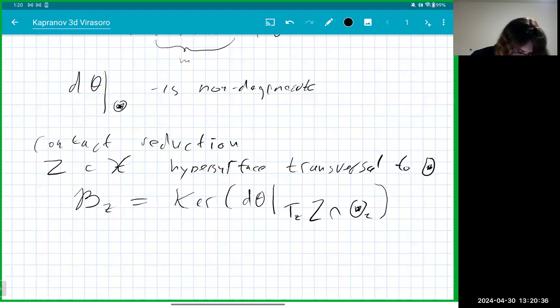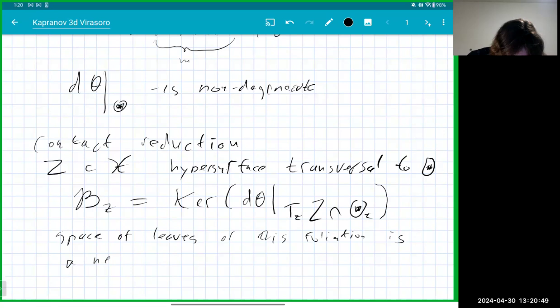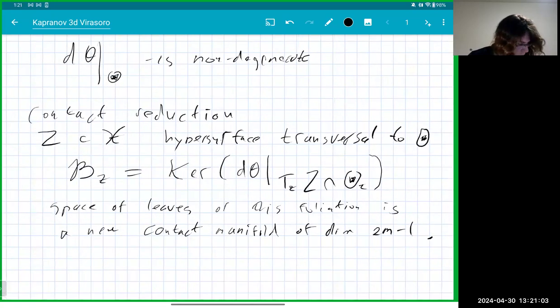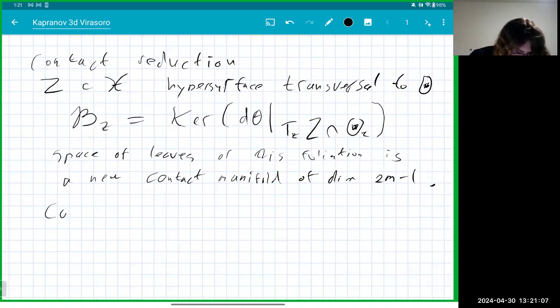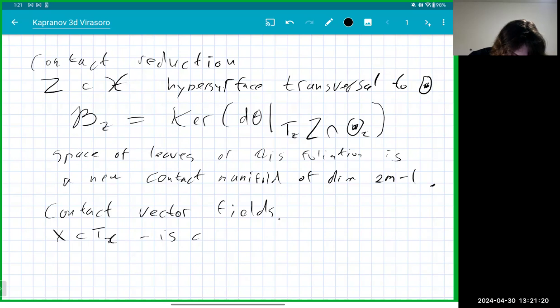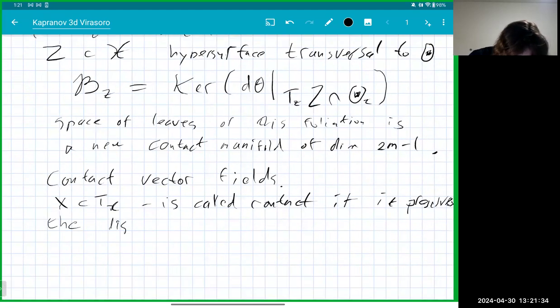And the space of leaves of this foliation is a new contact manifold of dimension 2m minus 1. So the dimension drops by 2, as expected. And finally, we'll need the notion of contact vector fields. Let X in TX be called contact if it preserves the distribution theta.